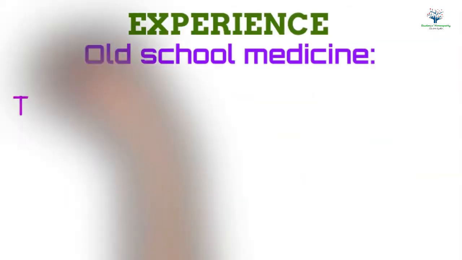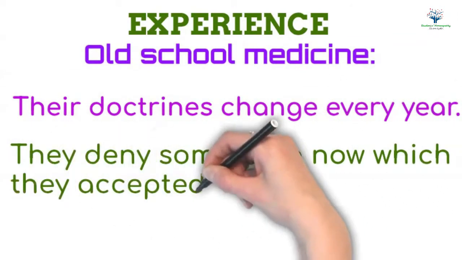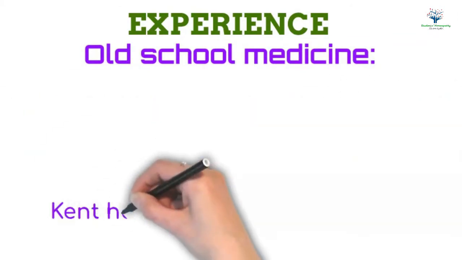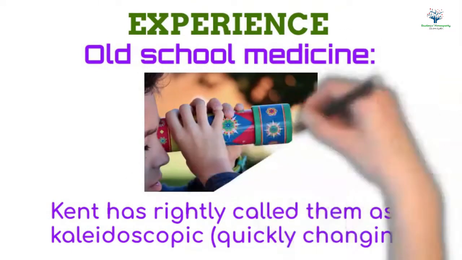Their doctrines change every year. They deny something now, which they accepted earlier. That is why Kent has rightly called them kaleidoscopic or quickly changing.